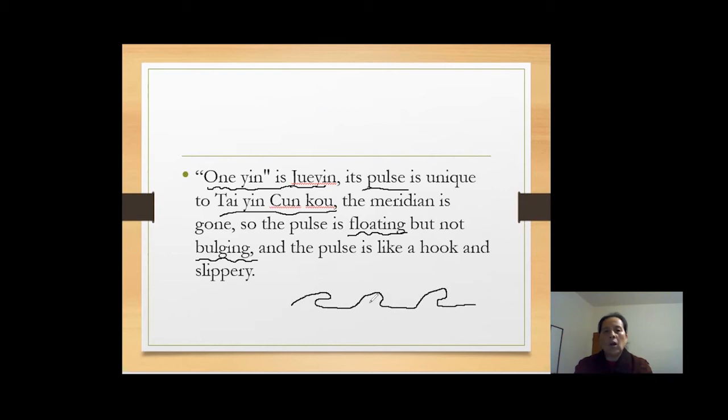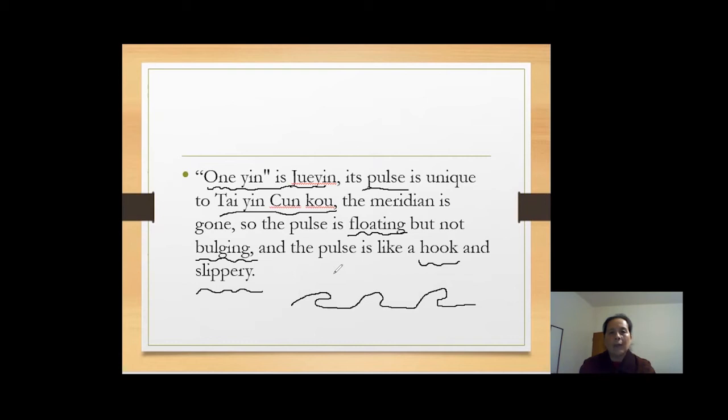That kind of like a hawk in there. So that kind of hawk and slippery. It looks a little bit confusing here. Hawk is not that smooth, but slippery is more smooth. So basically, they are talking about the pulse coming stronger, and the fingers still feel it smoothly. So that's talking about this kind of pulse.